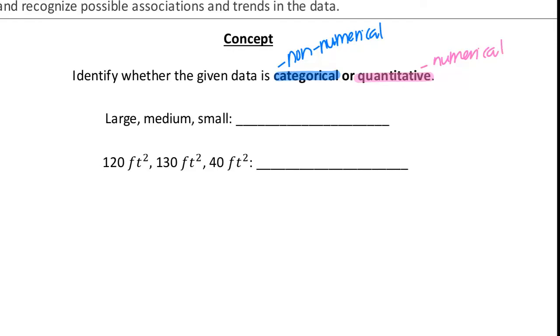So look at the two examples at the bottom. Describe which one is categorical, which one is quantitative. So large, medium, small. I don't have any numbers attached to them. Quantitative, I have 120, 130, 40 feet squared. Those are all numbers, so it's quantitative. Okay, good. All right.